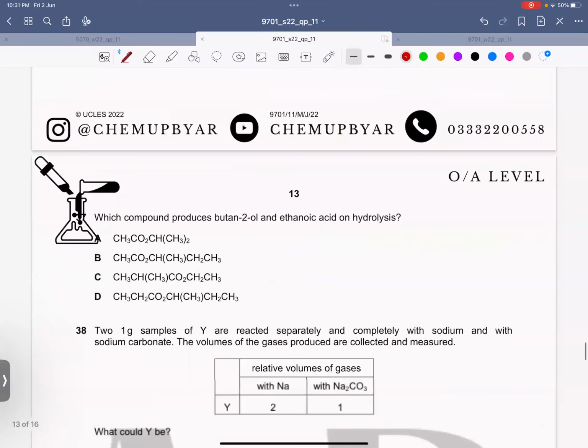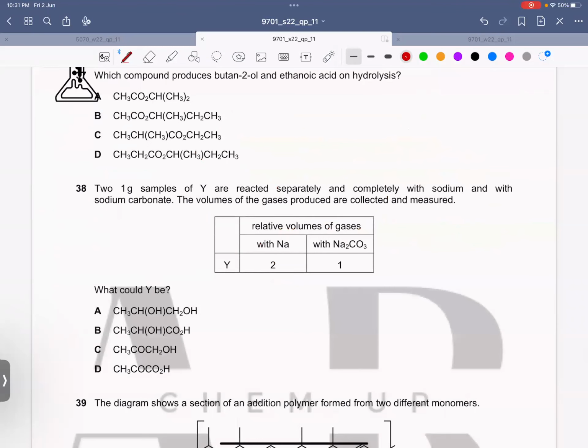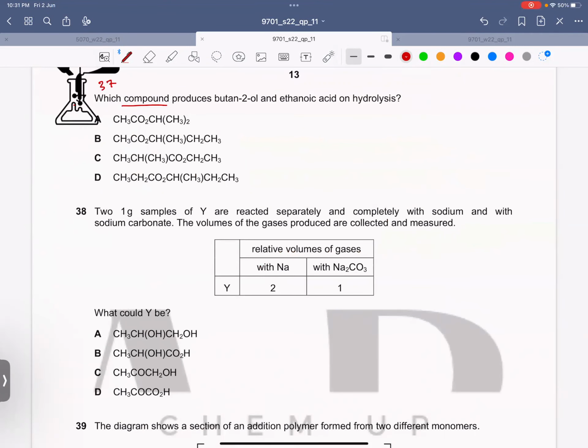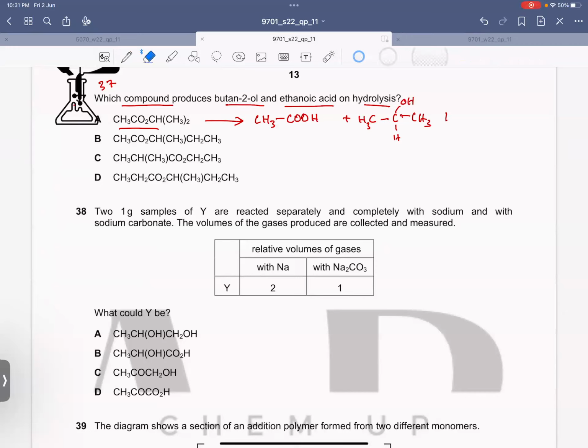Now question number 37. Which compound produces butan-2-ol and ethanoic acid on hydrolysis? If we hydrolyze this one, we are going to get CH3COOH, and the rest one is a CH, which is bonded to 2 CH3, and here we get then OH. So we are getting propan-2-ol, not butan-2-ol. So A goes wrong.